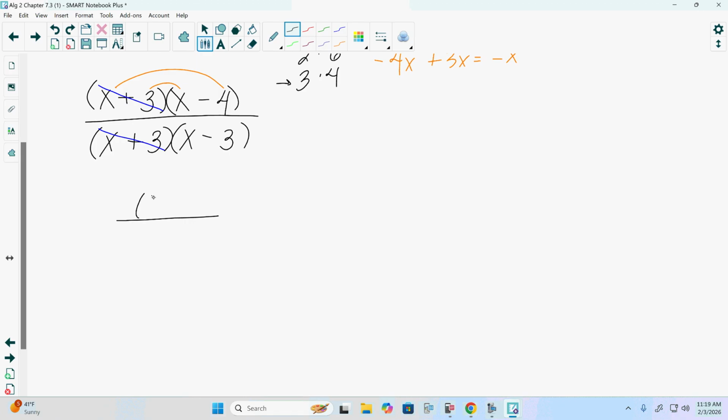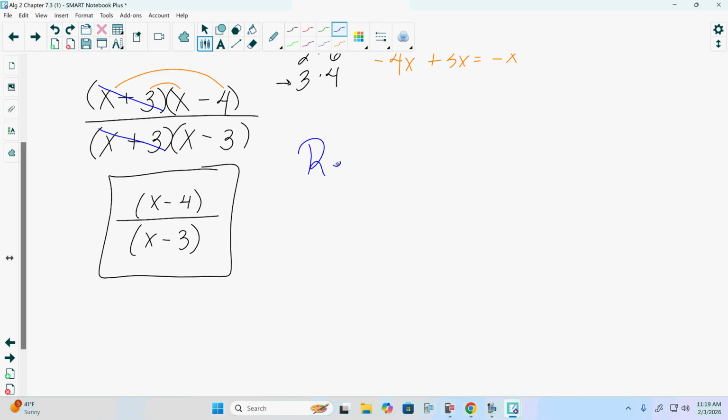And what that leaves us with is x minus 4 over x minus 3. There's nothing else that we can do on top to simplify the x and 4. They have nothing in common. x and 3 doesn't have anything in common. So this here would be our answer.